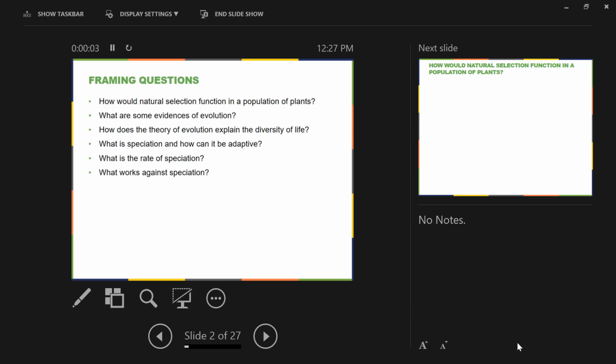Chapter 18. We're going to just do the first framing question, and we will save the rest for future class. So how would natural selection function in a population of plants? In chapter 19, we talked about the mechanisms of evolution, right? And there were 5 mechanisms of evolution. What are those 5 mechanisms? Natural selection is one of them.